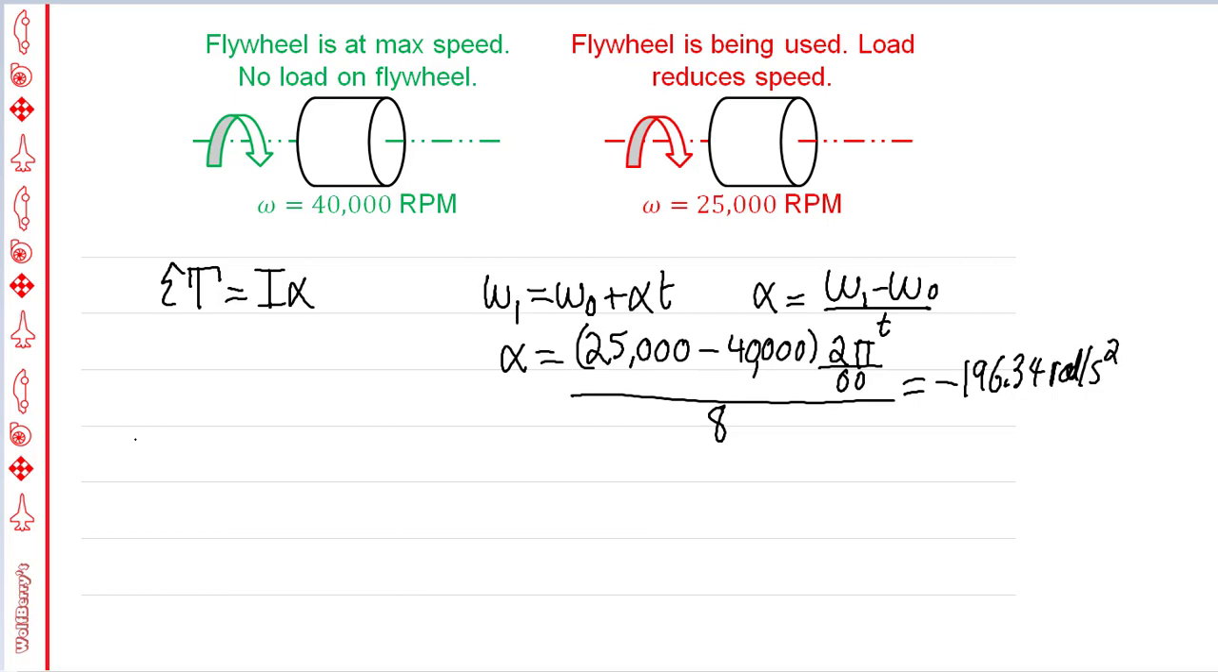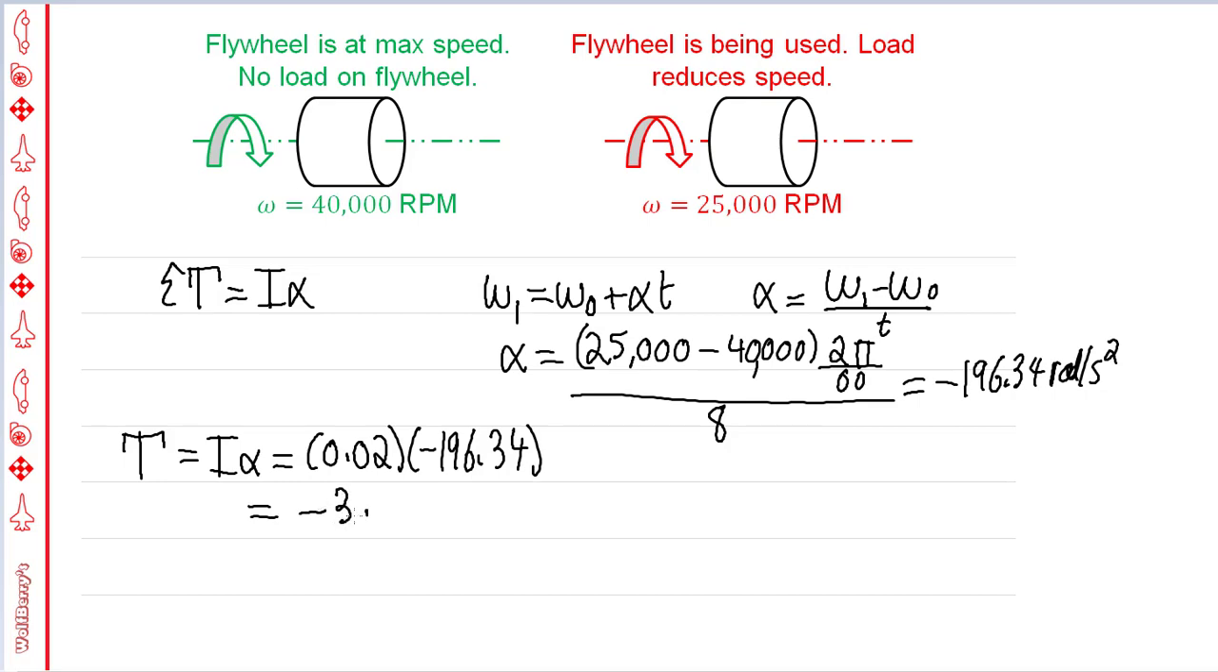Now we go back to the torque equation and we say torque is equal to I alpha, which is equal to the inertia, which is 0.02, multiplied by this value of angular acceleration, which we found. This gives us a torque value of minus 3.92 Newton meter.